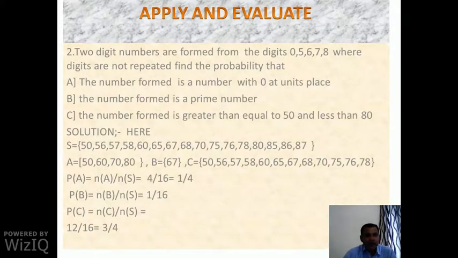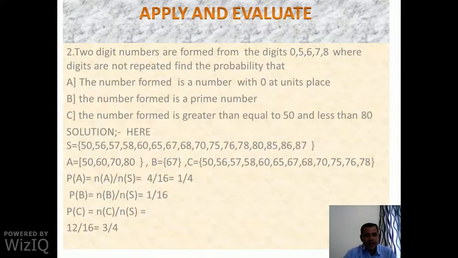Second problem for evaluation is: two digit numbers are formed from the digits 0, 5, 6, 7 and 8, where digits are not repeated. Here find the probability that, number 1, the number formed has 0 in its unit place. Second, the number formed is a prime number. Third, the number formed is greater than or equal to 50 and less than 80. Solution. Here sample space will consist of 50, 56, 57, 58, 60, 65, 67, 68, 70, 75, 76, 78, 80, 85, 86 and 87.